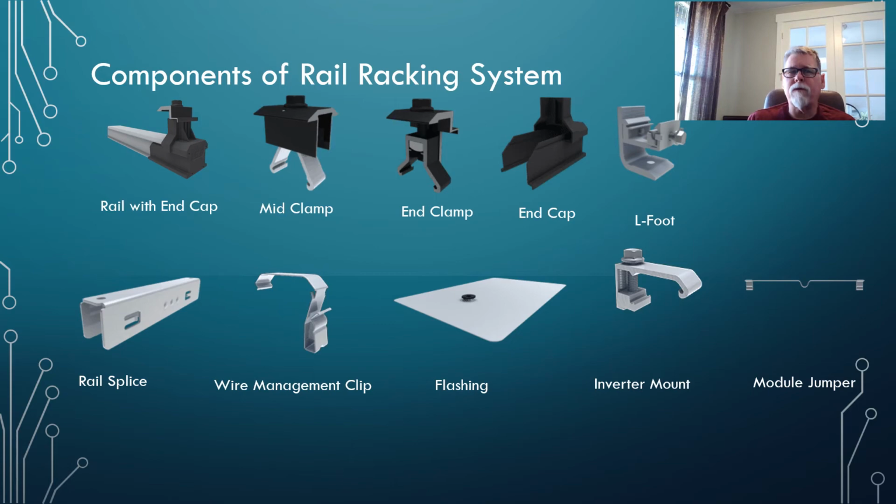The end cap just goes on. In this case, for EcoFasten, it goes on and it makes the whole system look cleaner. Other rail systems have end caps, or in some cases they don't have end caps. They just have the rail stick out. You have an L-foot that supports the rail and is screwed into the roof. Your rail splice, as you can see there, just connects 2 pieces of rail together.